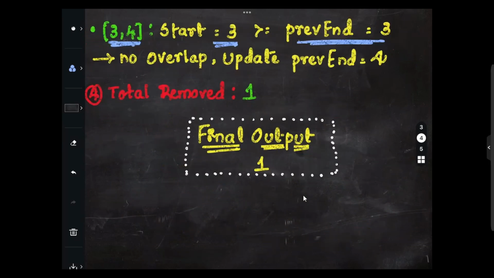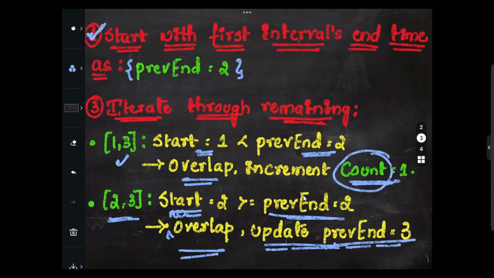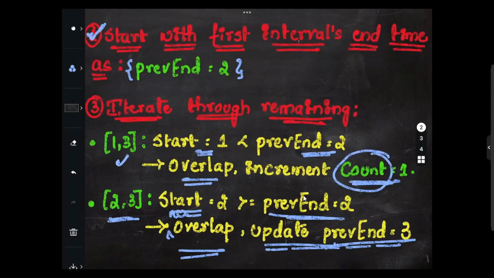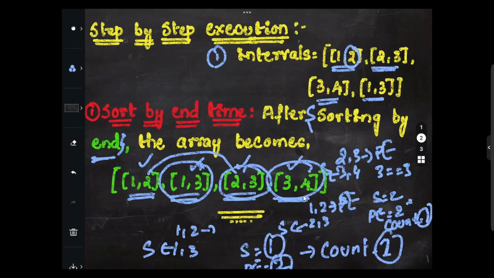So let me come here. Start is 3 and previous end equals 3, and it is greater than or equal to 3 itself, right? So no overlap here. We'll update the previous end to 4. Previously we updated the previous end to 3 and here in this case we will update the previous end to 4. So the total removed interval is 1, only this one, right? So I'll just come here, we removed only this one, 1 comma 3, right?